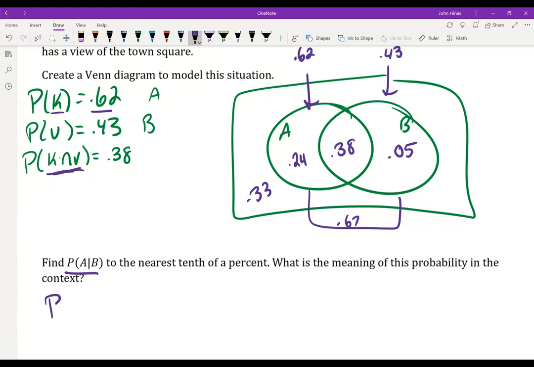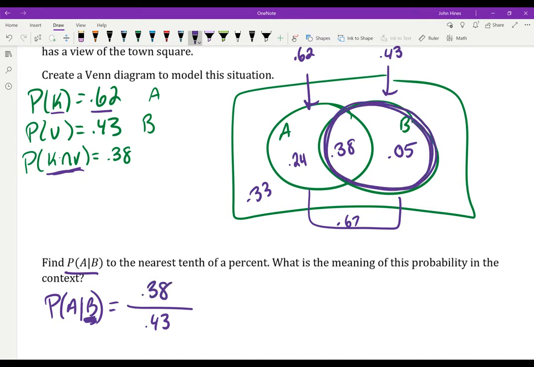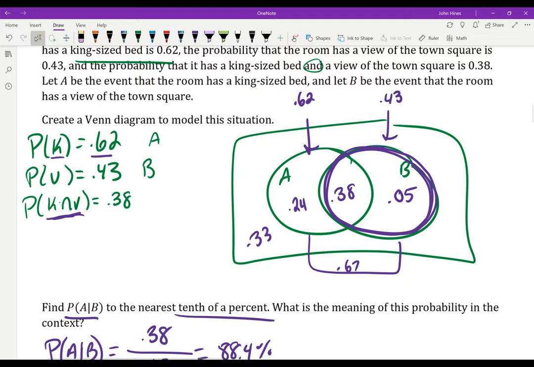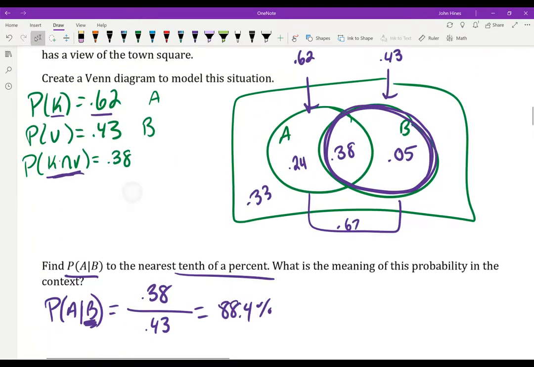So here I say find the probability of A given B. What is the probability of A given B already happened? Well, that means B became my denominator. This entire B circle became my denominator. Well, what part of B is A? So my universe shrunk. I'm only allowed to pick from this circle. What part of this circle is A? Well, 0.38. It's the and probability over the given, to the nearest tenth of a percent. So 0.38 divided by 0.43 is 88.4% or 0.884. So what's the meaning of this probability in context? In the context of this problem, I was given B. I was given a view.